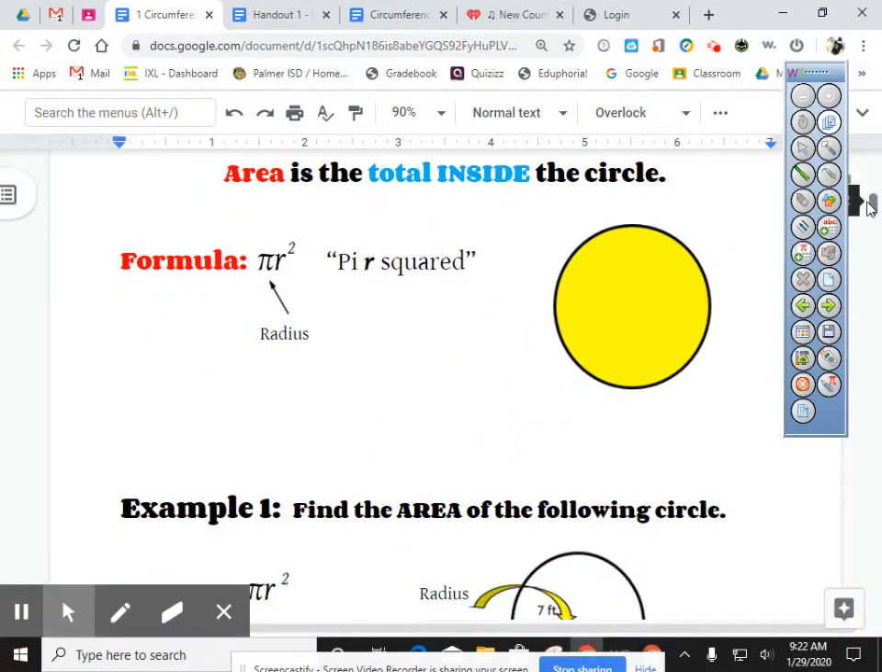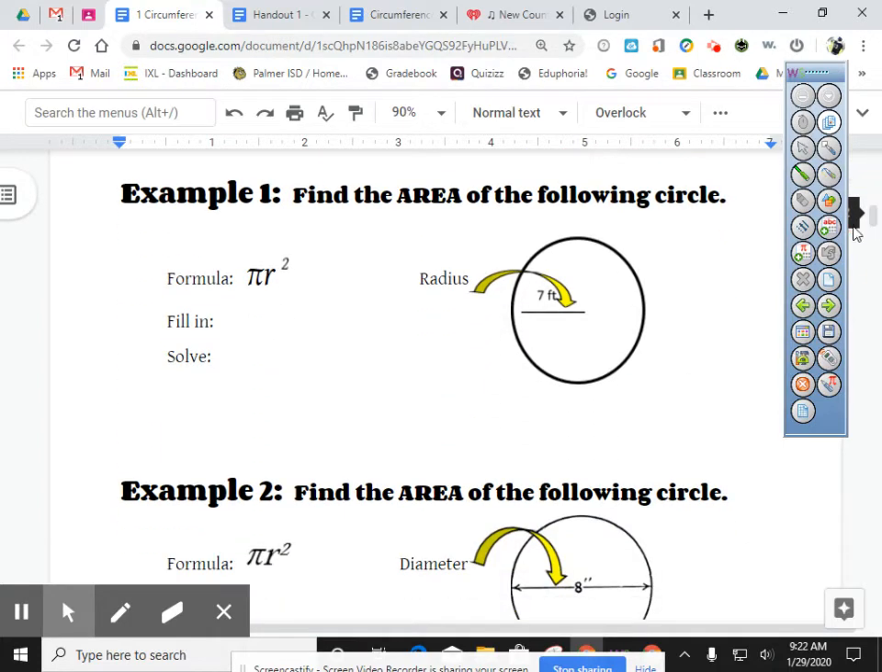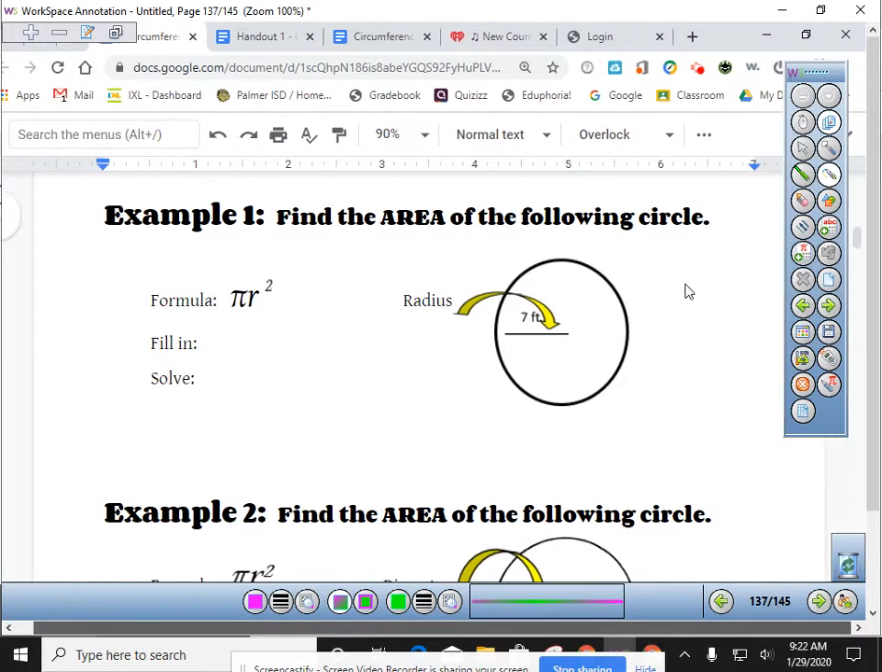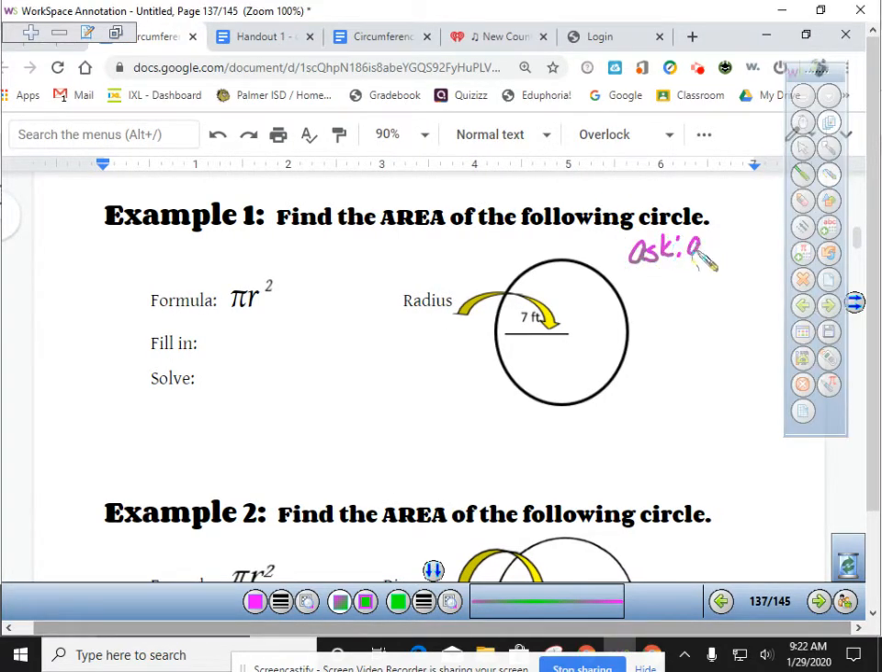So let's look at example 1. Find the area of the following circle. I told you the ask and give and stuff. What are they asking for? Area. What do they give you? The radius. And this is a new one I said we're going to add. What do you need? You need the radius. So they give it to you, nothing to think about, right?